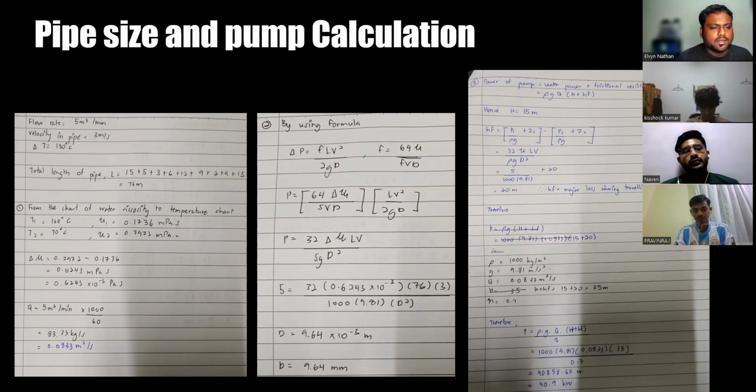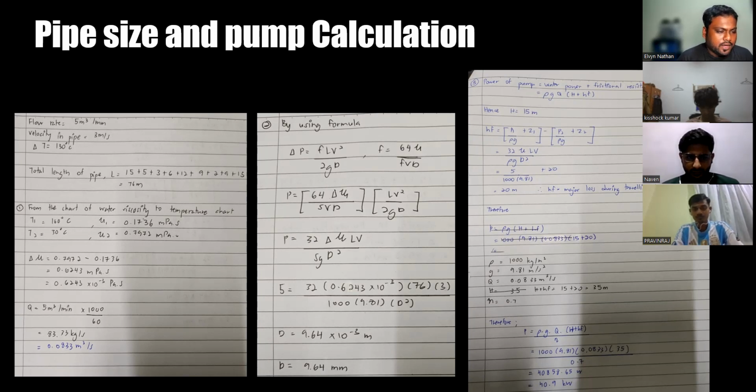And another thing, from the chart of our water viscosity, what we calculate in our temperature chart is: first temperature is 160 degrees Celsius and the mu one is 0.1736 meter Pascal per second. And second temperature is 30 degrees Celsius and then mu two, which is viscosity, equal to 0.7972 meter Pascal per second. And then we calculate total viscosity, which is we get 0.6243 times 10 power negative 3 Pascal per second.